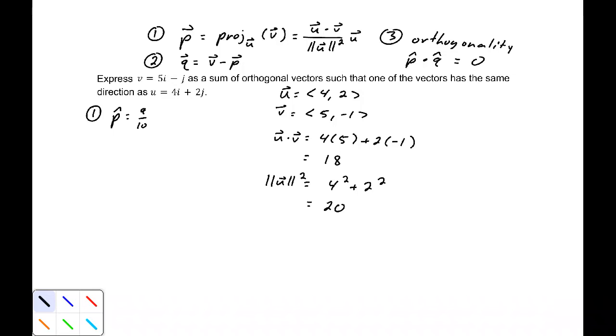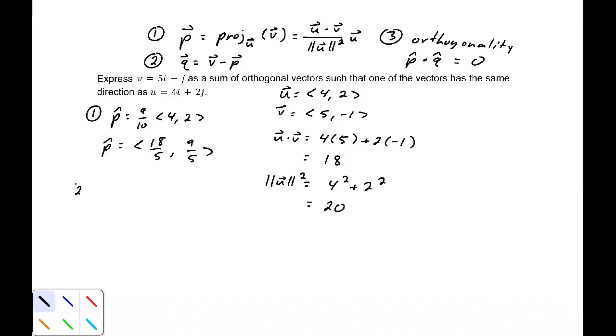And then we multiply that scalar by the vector u, which is again 4, 2. Which means our first vector, once we multiply by that scalar, will be 36 over 10, which is 18 over 5. So our first component is 18 over 5. Our second, we'll say 9 over 10 multiplied by 2, and that will be 9 over 5.